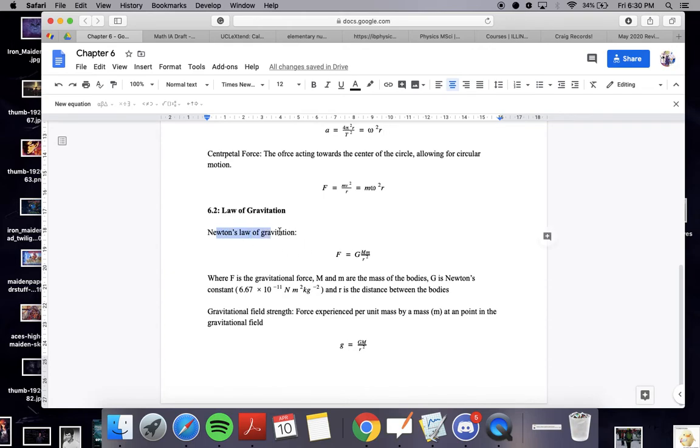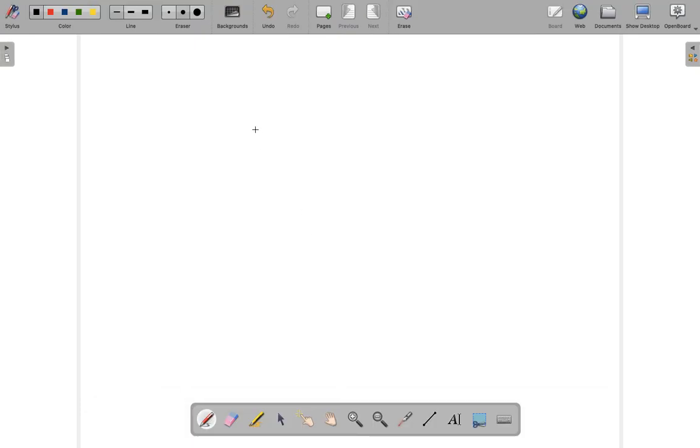So Newton's law of gravitation. Newton's law of gravitation states that the force exerted by one object onto another, the gravitational force exerted by one object to another, is proportional to their objects' masses and inversely proportional to the distance between them squared. This here is similar to the electric charge equation I have. Let me just write it out here larger and clearer.